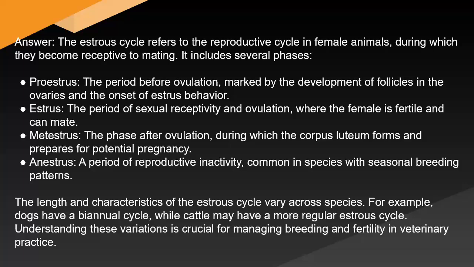The length and characteristics of the estrous cycle vary across species. For example, dogs have a biannual cycle while cattle may have a more regular estrous cycle. Understanding these variations is crucial for managing breeding and fertility in veterinary practice.